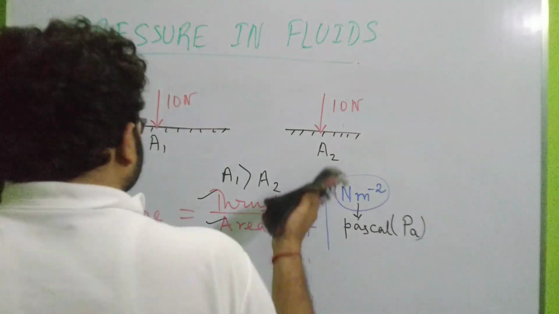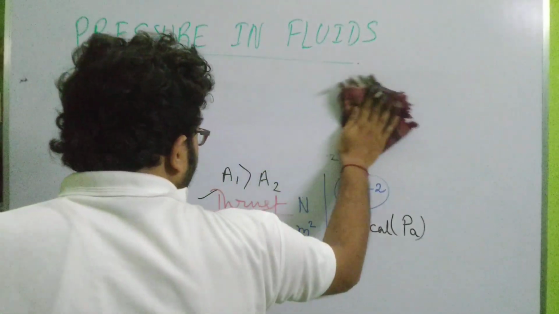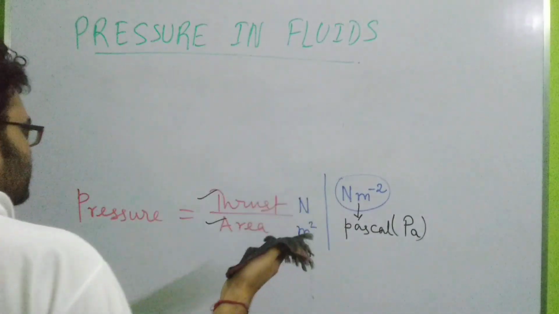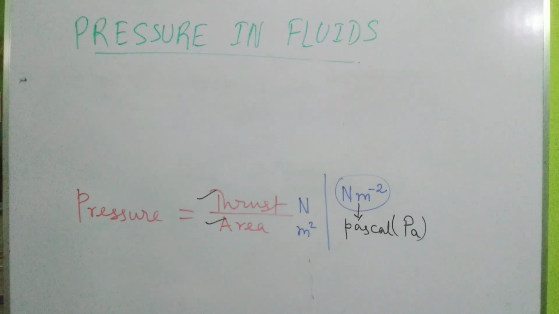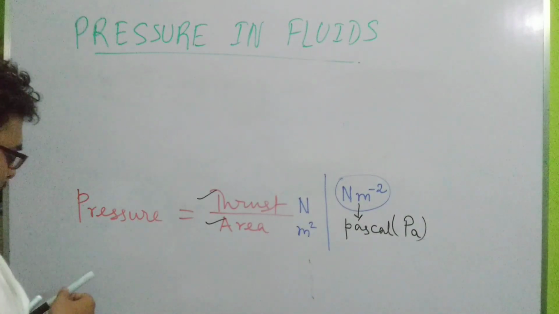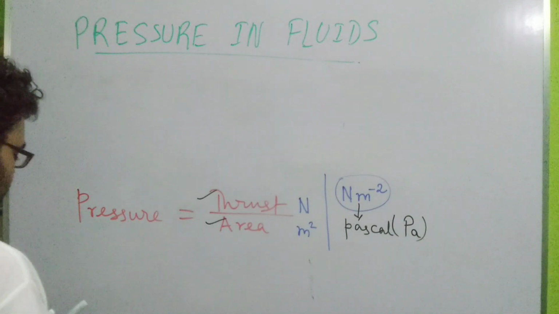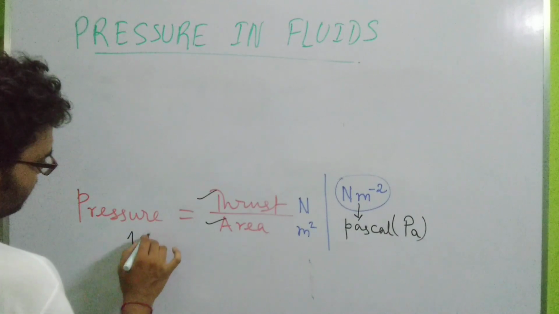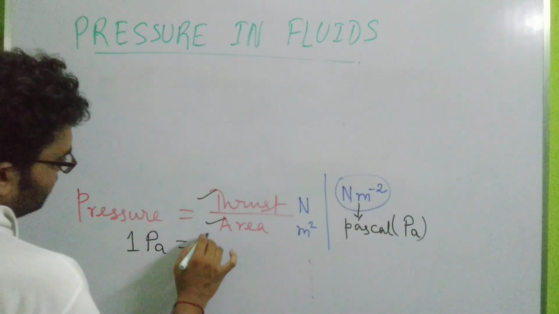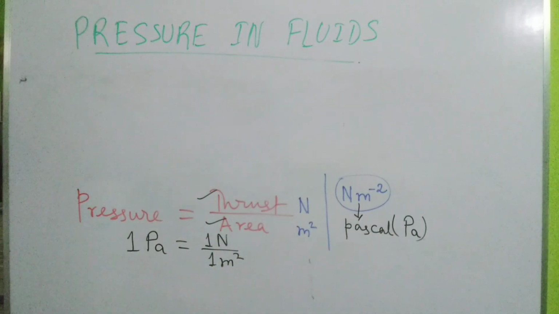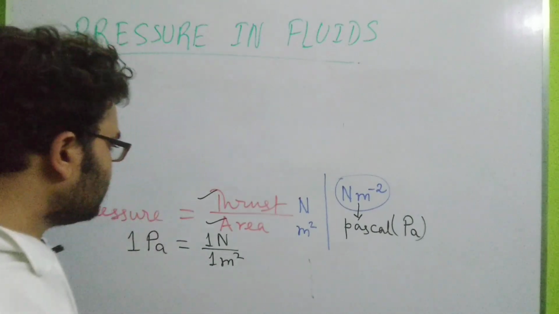Now, from this mathematical relation, can we define the unit Pascal? Yes, obviously we can. We have learned that if you want to define any derived unit, we first have to understand the formula. Pressure has the formula thrust by area. So how can we define 1 Pascal? The quantity 1 Pascal will appear on the left hand side if the thrust is 1 Newton and the area is 1 meter square. If it is 1 Newton per meter square, then it is basically 1 Pascal.